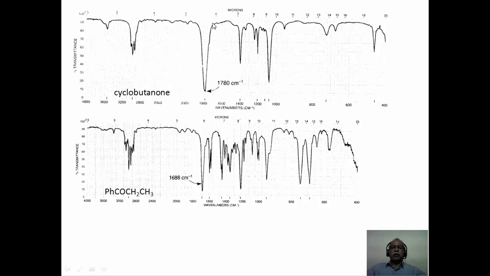You don't see any C double bond C stretching. This is a relatively free area. Whereas in the case of the phenyl derivative, the C double bond C stretching frequencies essentially appear in this particular region between 1600 and 1500. So one can clearly see it. One can also see the out of plane bending of the monosubstituted aromatic system, which is coming in the region of 700 to about 800 or so in this particular region.